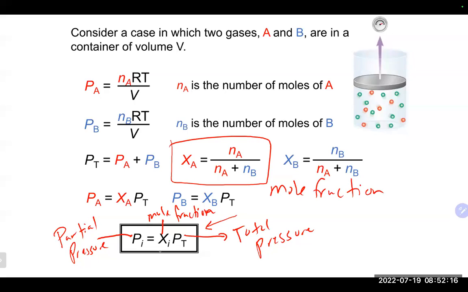And if you remember, the mole fraction is kind of like a percentage without multiplying by 100. So it's kind of converted into a decimal for you. So it's really the percentage times the total pressure that will give you what the partial pressure is being contributed by that particular gas. So let's try some here, see what we got.